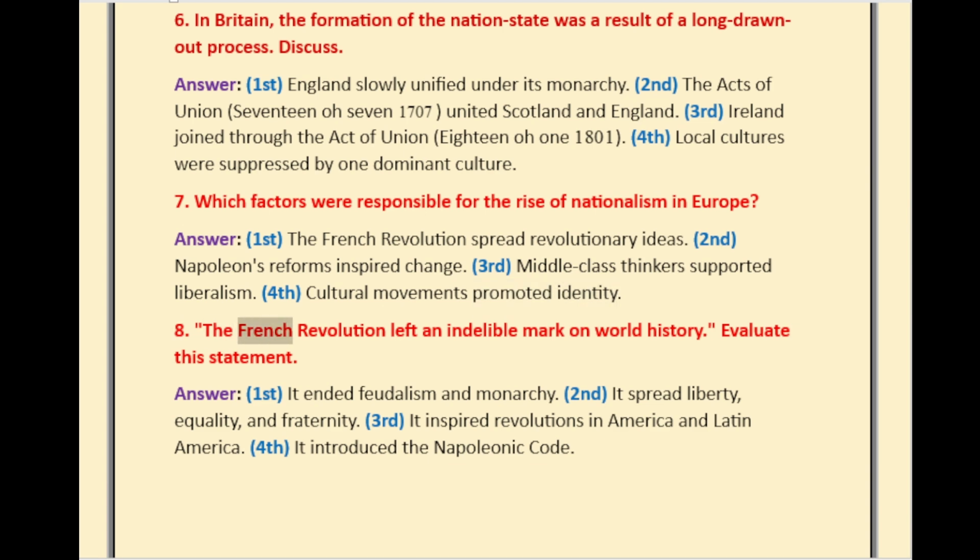8. The French Revolution left an indelible mark on world history. Evaluate this statement. Answer. First, it ended feudalism and monarchy. Second, it spread liberty, equality, and fraternity. Third, it inspired revolutions in America and Latin America. Fourth, it introduced the Napoleonic Code.